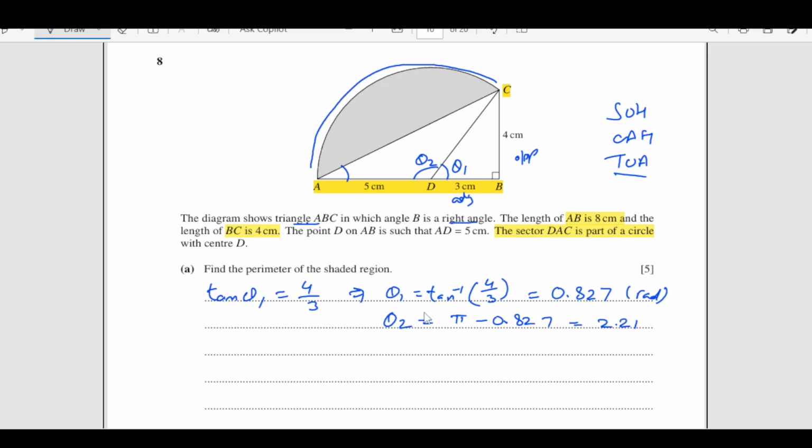The arc length of AB, L AB, is r theta when theta is in radians. So r is 5 because this is part of the circle, the radius is 5, and then theta we have 2.21. So 5 times 2.21 gives us 11.07 centimeters, right.